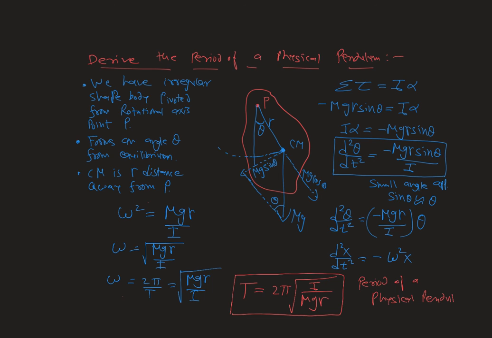So quickly, what is the difference between a simple pendulum versus a physical pendulum? In a simple pendulum you treat the object as just a point. Here you are treating the whole body as a physical body, which is moving back and forth with the torque mgr sine theta as a restoring force. And hence, instead of T equals 2 pi square root of m over k, we are getting I over mgr. Okay, I hope that helps. Thank you.